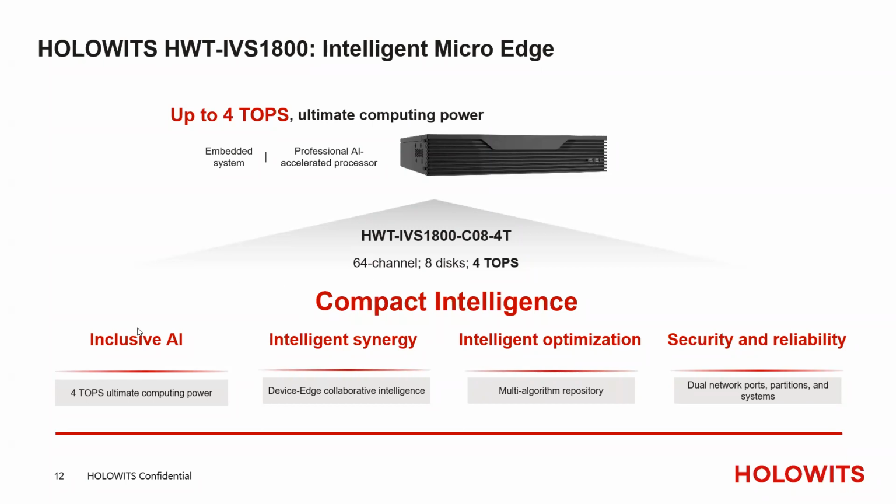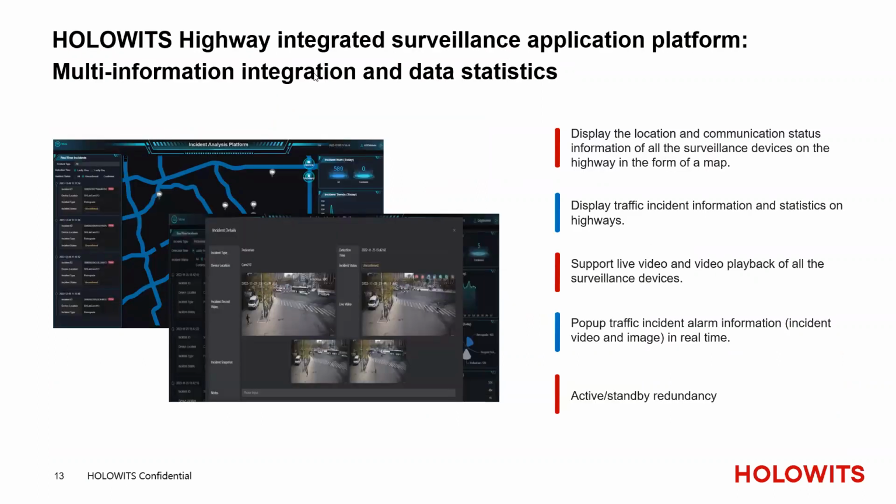So this is compact intelligence, inclusive AI, scenario intelligence optimization, security and reliable. You can see this is an advantage of our IVS. So this is our HOLOWITS highway integrated surveillance application platform. Besides our Icon S100, a free VMS for the campus or for the retail, we have our IVS S200 for the big campus projects.